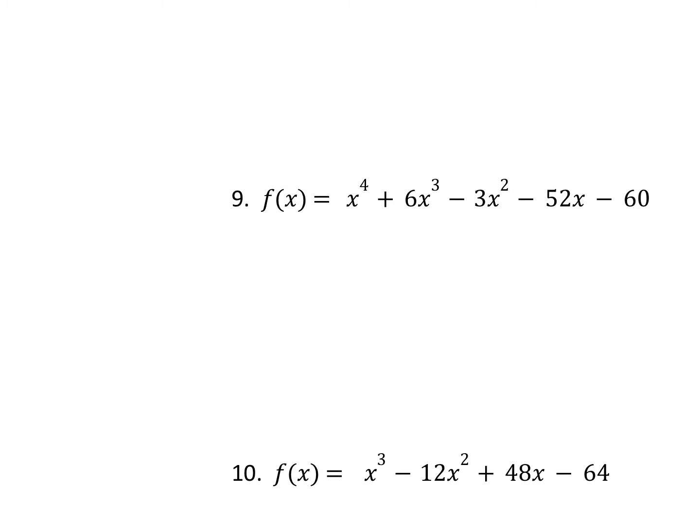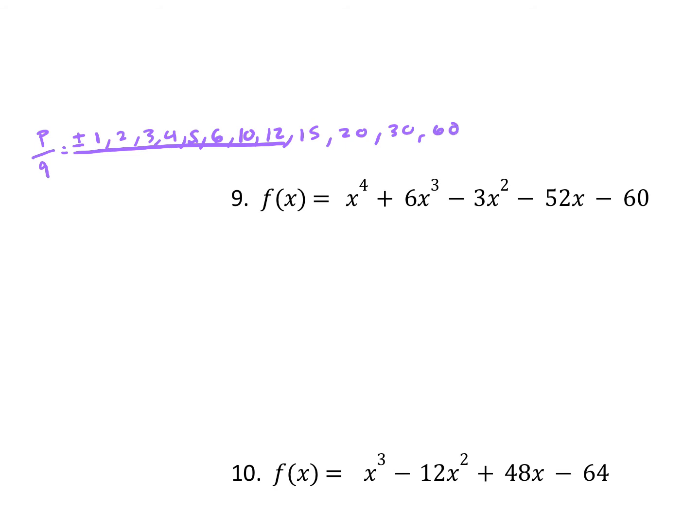So here, we have to do P over Q. So our factors of 60 are going to be 1, 2, and then our factors of 1 are just 1. Alright, what do you want to try first? Hopefully you guys tried something that works, so why don't you pick that? Logan. Yeah, 3. So then 1, 6, -3, -52, and -60 goes in the box.